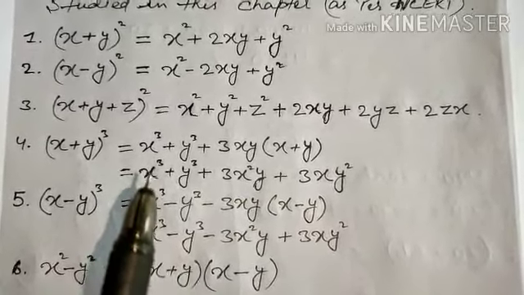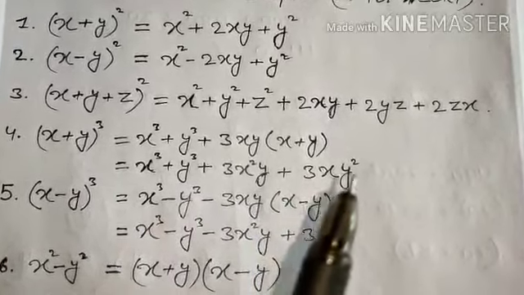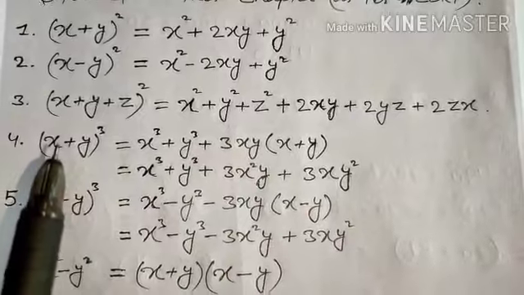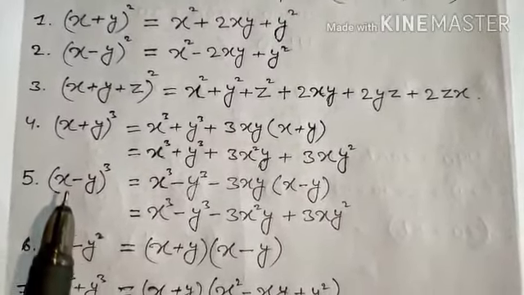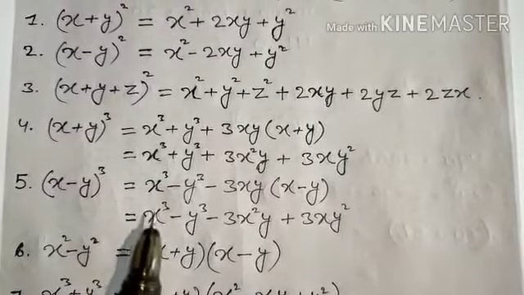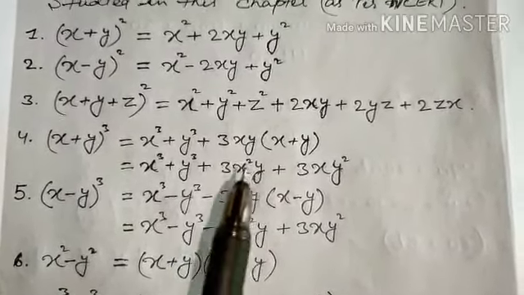So this is also very easy: x cube plus y cube plus 3x square y plus 3xy square. Everywhere plus is there, so no need to be confused about the sign in this case, but here you have to be cautious. (x - y) whole cube is equal to x cube minus y cube minus 3x square y. The terms are the same in both formulas, but the signs are different, because minus is going to multiply with minus, so it will become plus 3xy square. I hope this is not very difficult for you to remember.